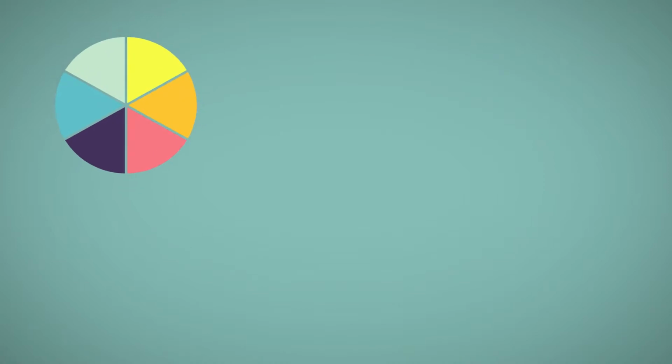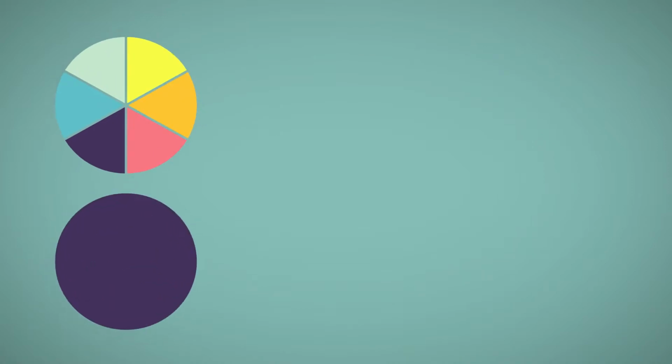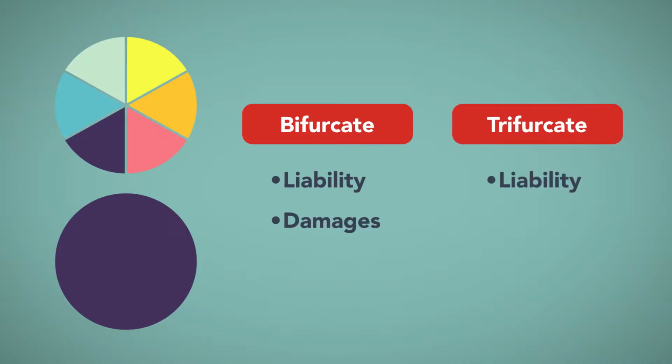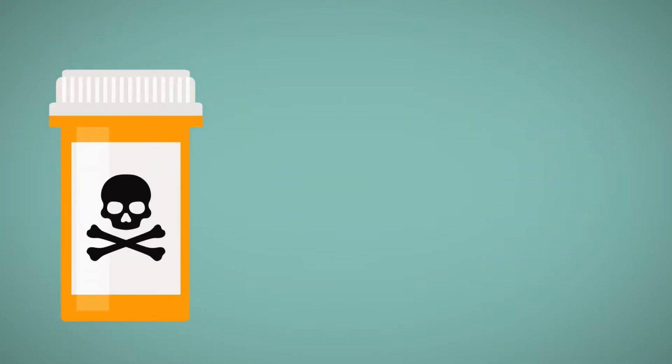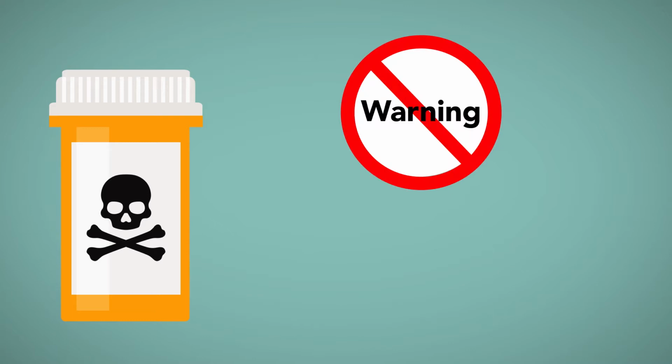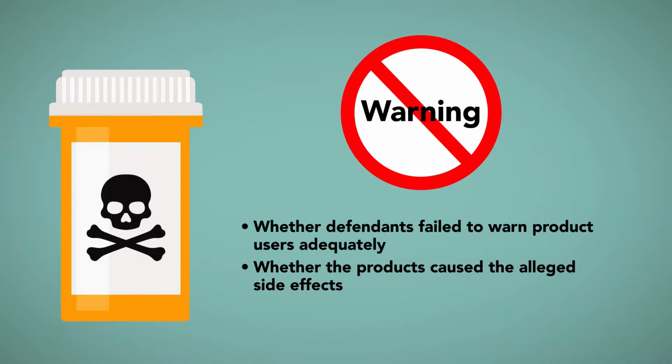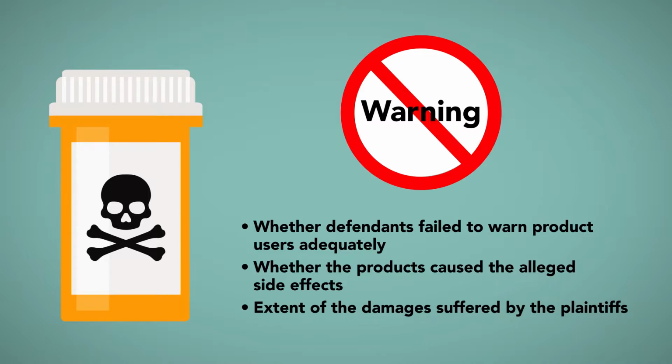Bellwether trials may be chosen to obtain verdicts on particular issues, rather than to try to settle the entire dispute. For example, the MDL judge may bifurcate the cases into liability and damages phases, or perhaps even trifurcate them into liability, causation, and damages phases. For example, where plaintiffs have alleged a product's danger comes from a failure to warn of its potential side effects, the judge might have bellwether trials only on whether defendants failed to warn product users adequately, and other trials only on whether the products caused the alleged side effects, and still other trials only on the extent of the damages suffered by the plaintiffs.